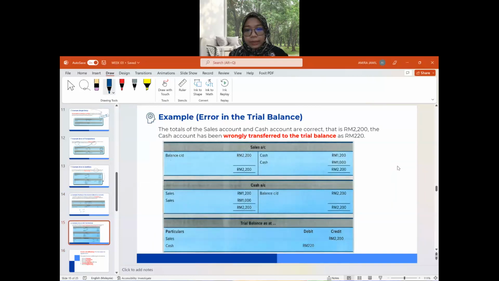Sorry. And then error in the trial balance, meaning it's already entered correctly, but wrongly transferred to the trial balance. For example, here the cash account should be transferred as 2,200, but you only transferred 220, so it's wrongly transferred. Also a human error, and it totally affects the balance of the trial balance.